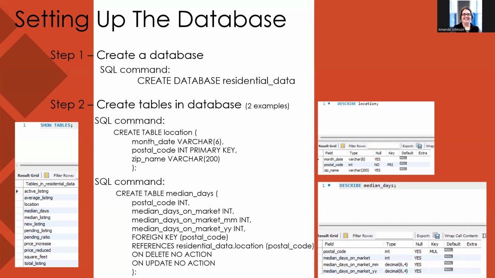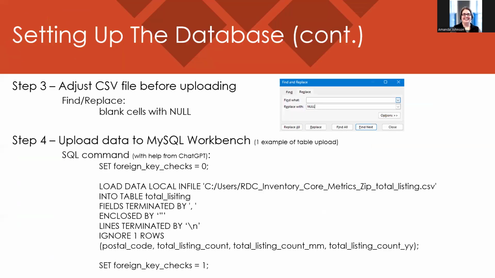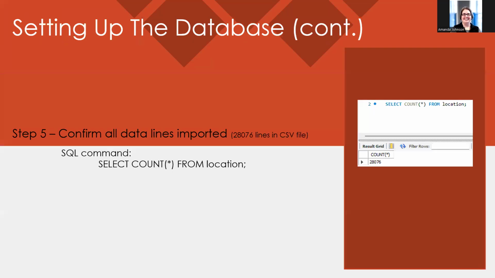So, setting up the database. Step 1, I created the database. Step 2, I created the tables in the database. Step 3, I adjusted the CSV file, making all the blank cells null. Step 4 was uploading the data into my SQL Workbench. This is where I used the command from ChatGPT. And then step 5, I confirmed all the data lines imported correctly.